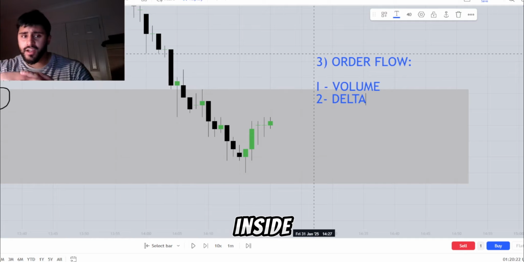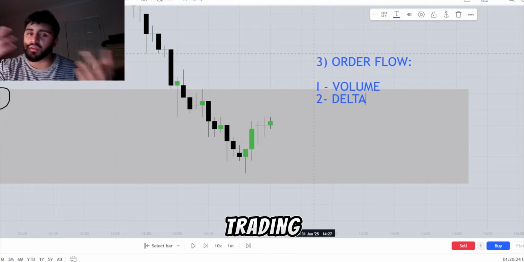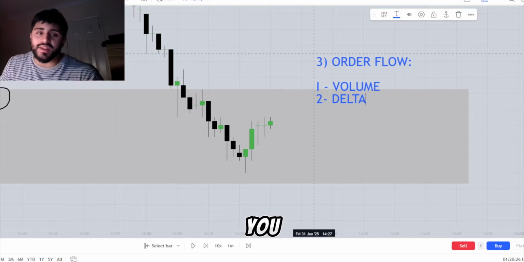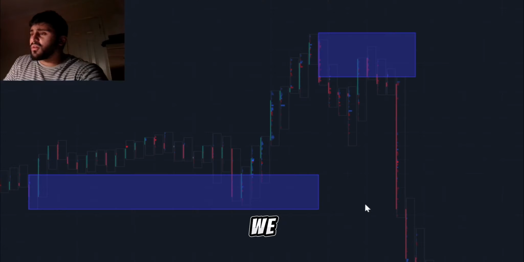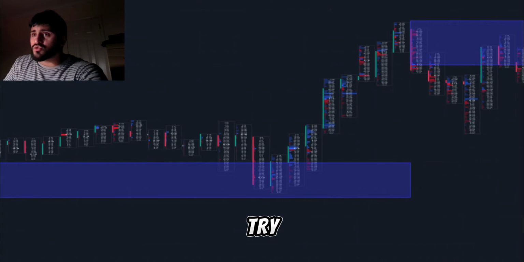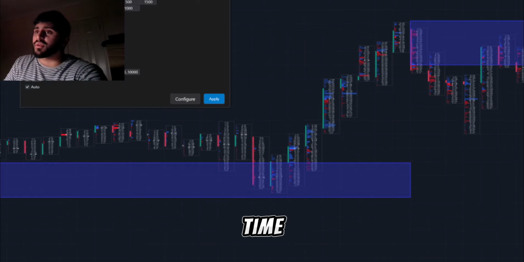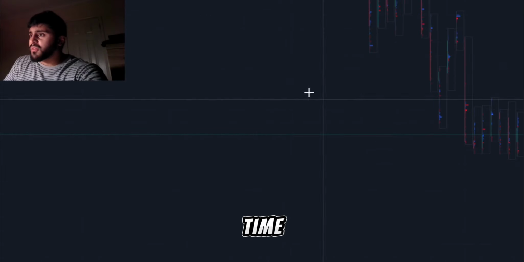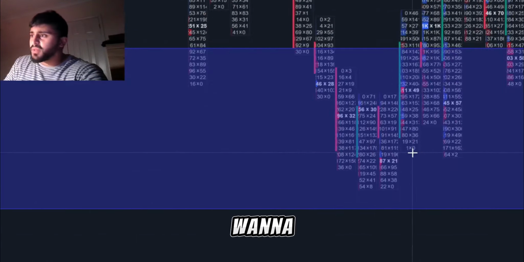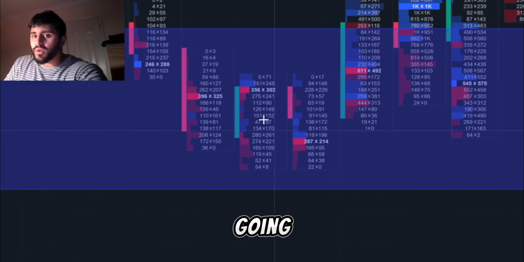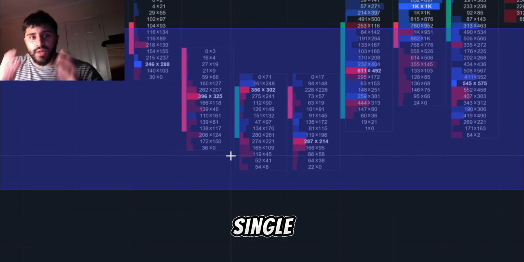If you're inside of a fair value gap and you're just trading blindly off fair value gaps, there's no way you can actually become profitable, right? I'm going to explain to you why that is. So if we go over here on ES, this is the same exact price action, but I'm going to draw your attention now to the 5-minute time frame, which also of course represents the 1-minute time frame. You want to understand what's going on behind every single candle.